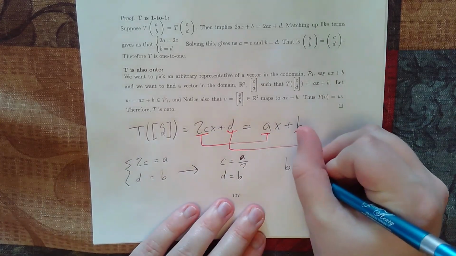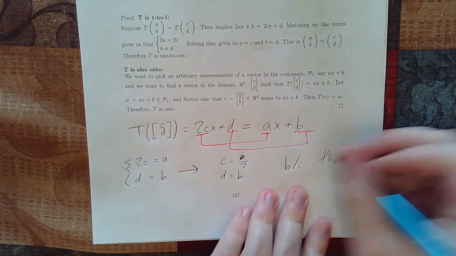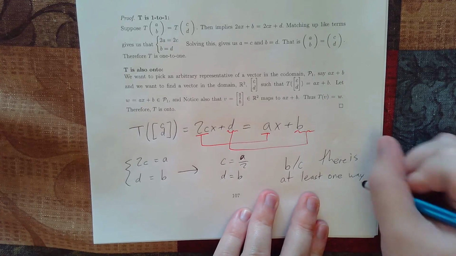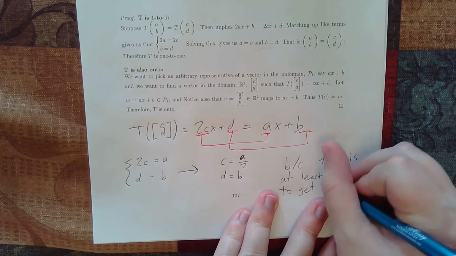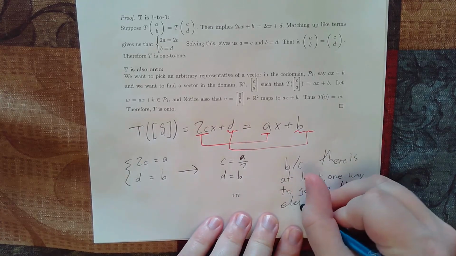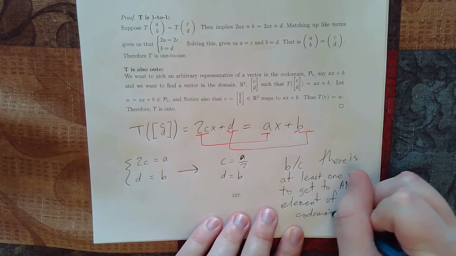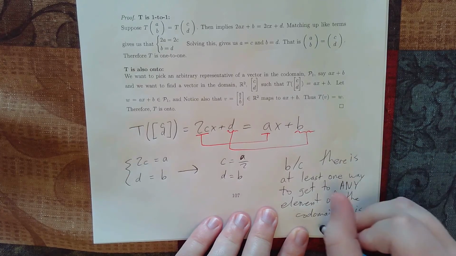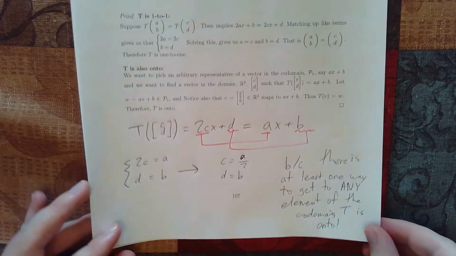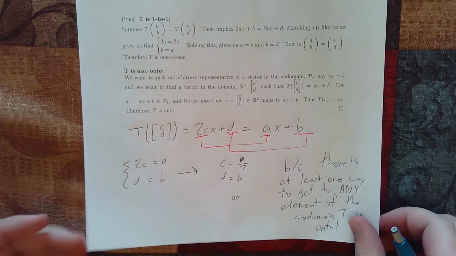So because there is at least one way to get to any element of the codomain, T is onto. And so since we're able to go ahead and create a map that'll get us there, we're able to say that this is an onto transformation.